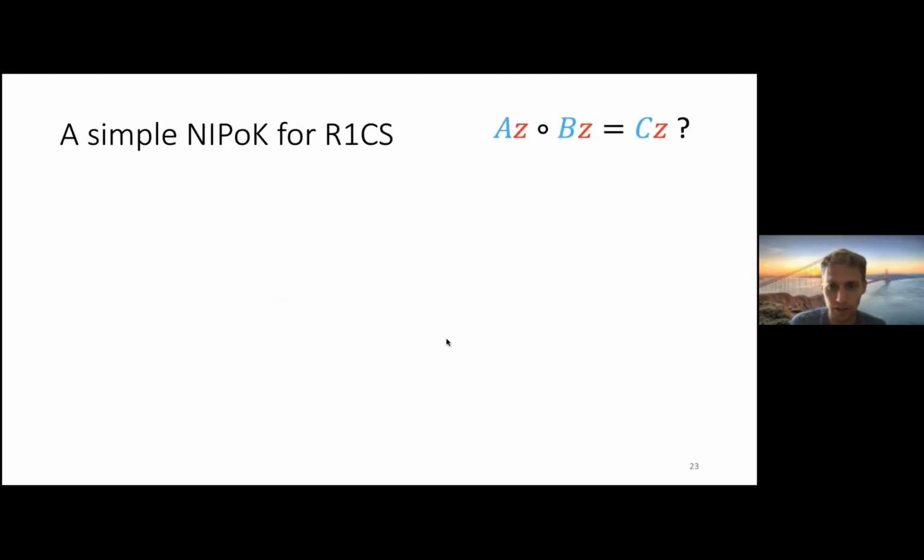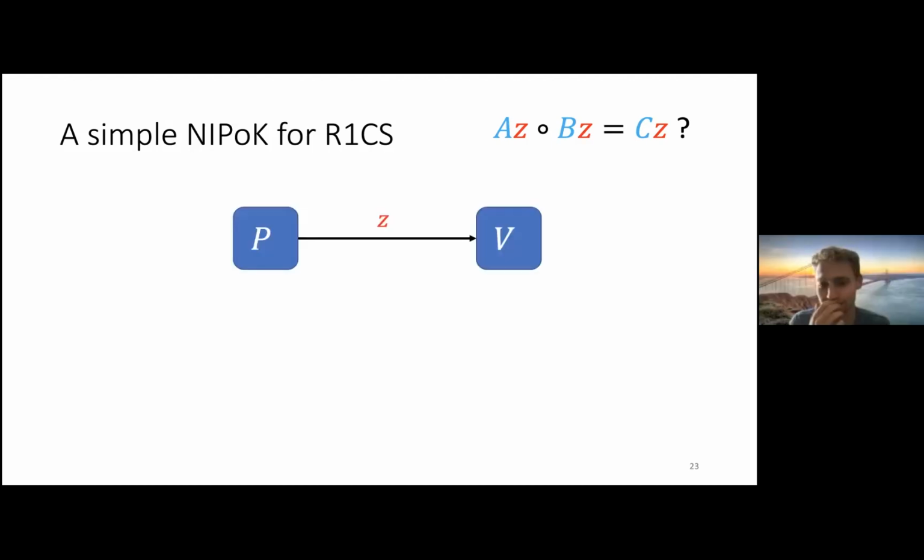So what is the simplest non-interactive proof of knowledge for R1CS? Say I have A, B, and C and some public input X, and I want to prove to you that this is a valid R1CS instance. How do I do that? Can one of you tell me? It doesn't have to be succinct or zero knowledge. You could just send Z over, right? Yeah, you just send Z over. You literally just send the witness. This is a trivial proof system for any NP language: you just send the witness.